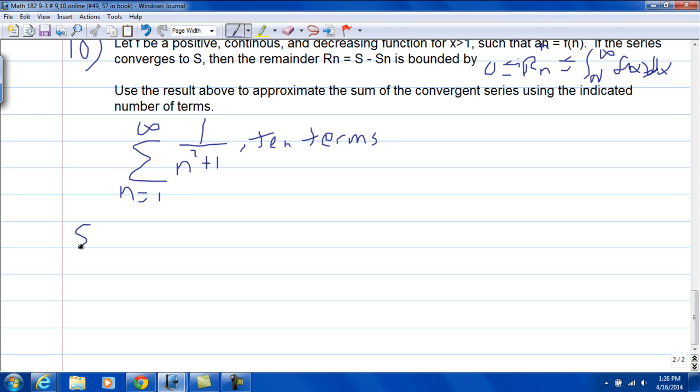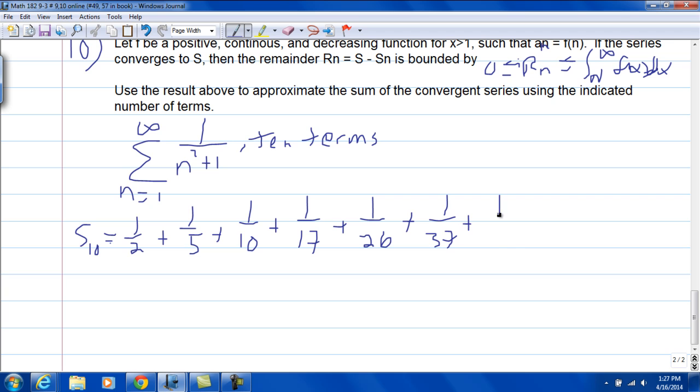So what does our s sub 10 look like? Put 1 in here: 1 over 1 squared plus 1, that's 1/2. Put 2, 2 squared is 4 plus 1 is 5, 1/5. Put 3, 3 squared is 9, so it's 1/10. Put 4, 4 squared is 16, so it's 1 over 17. 5, 5 squared is 25, so see a pattern yet? 26. Put 6, 6 squared is 36, so 1 over 37. 7 squared is 49, so it's 1 over 50. 8 squared is 64, so it's 1 over 65. 9 squared is 81, so it's 1 over 82. 10 squared is 100, so it's 1 over 101. That sum is approximately 0.9818.